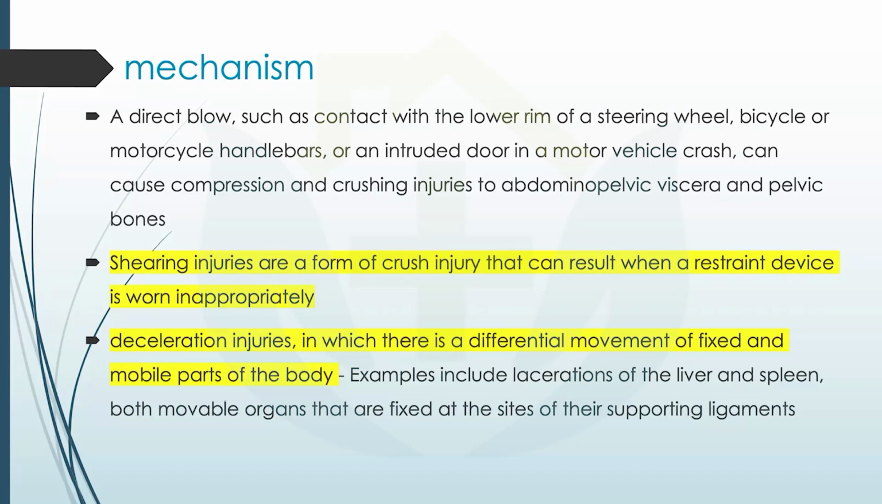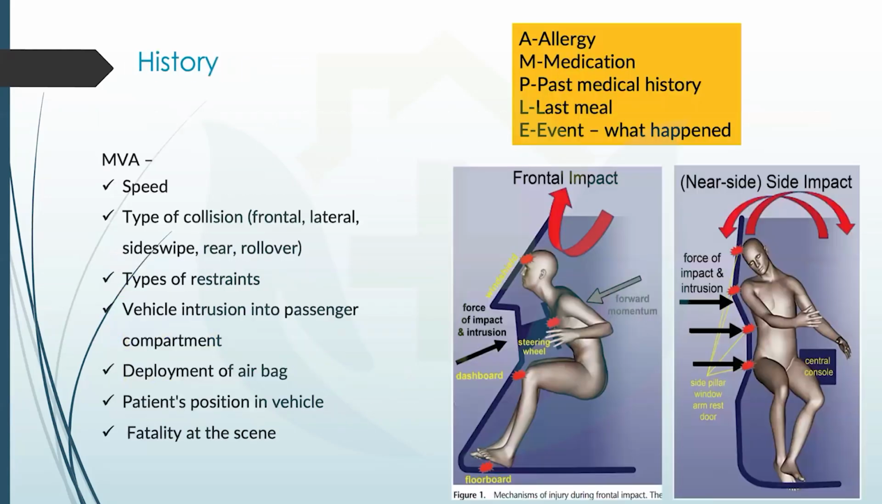Seat belt injuries are classical, and there are a few important things to remember about them. The shearing injuries can cause crush injury, and that can also result in abdominal compartment syndrome later on. It can also result from a decelerating injury: a speeding vehicle suddenly coming to a halt, and the wheel getting struck on the abdomen, which can also cause injury. It can also be a result of a side injury.